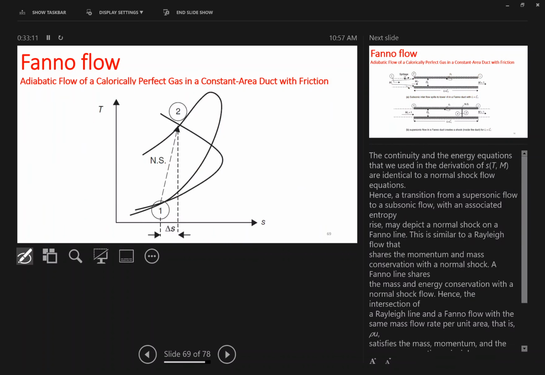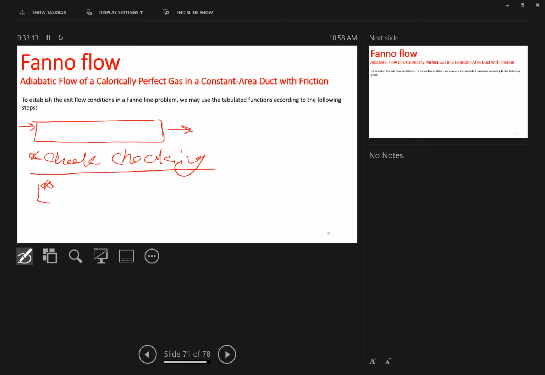And what was L star again? L star was the choking length, right? And then you compare this L star with the real length of the duct. Okay. How many situations can we have there?